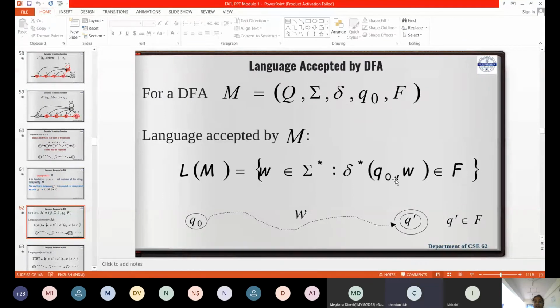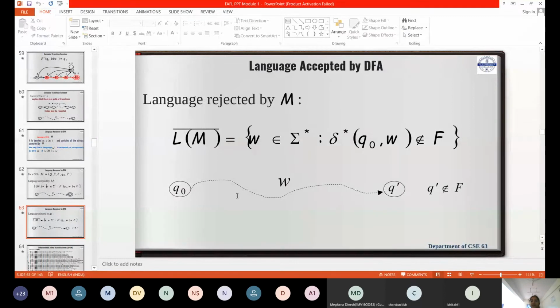Correct? Yes, ma'am. So any state that is a final state means, I think I need to explain what W is. W belongs to the set of all input characters. So if I reach the final state, then what does it mean? That string got accepted, right? Then the language is accepted. Now is it clear? Yes, ma'am. Good. Can I go to the next slide?